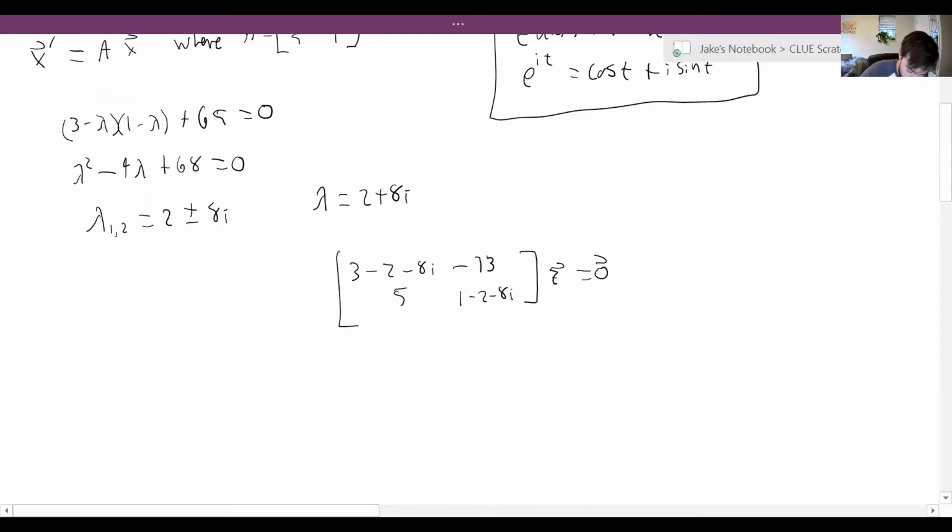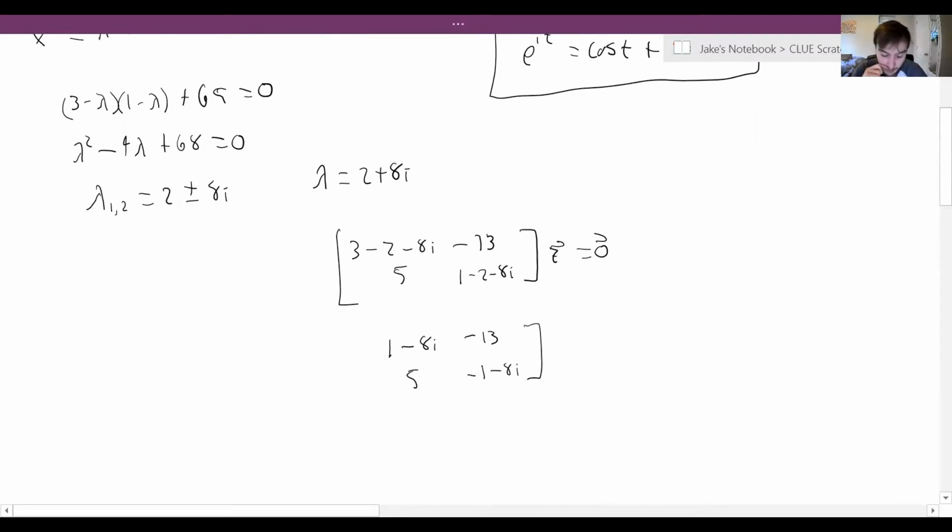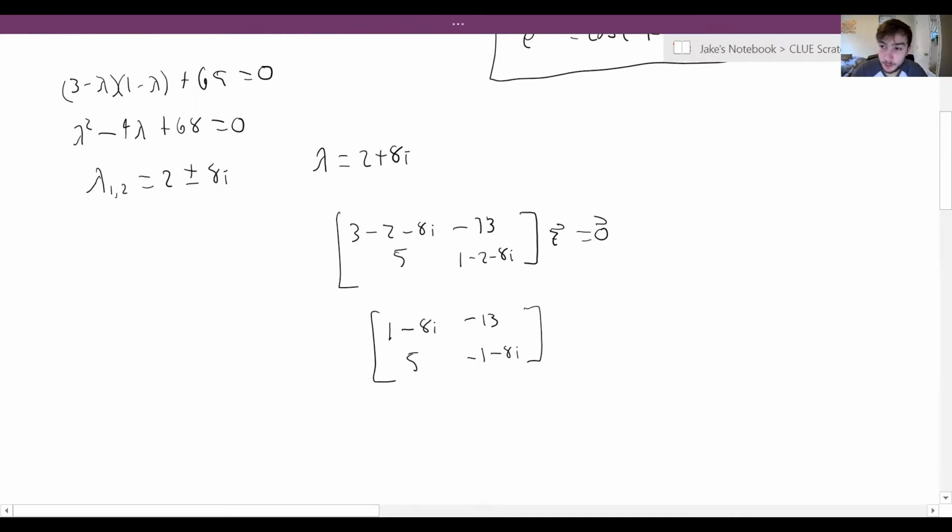So cool. Let's just go ahead and solve this. It looks like we get 1 minus 8i, minus 13, and we get 5. 1 minus 2 is negative 1, so negative 1 minus 8i. Okay. So remember, the whole point of doing these eigenvalues is that we get a dependent matrix. So believe it or not, there is some constant where if we multiplied it times this column, it would be kind of the opposite of this column, right? There's something we could multiply this times to get 13 that would also make 5 into 1 plus 8i.